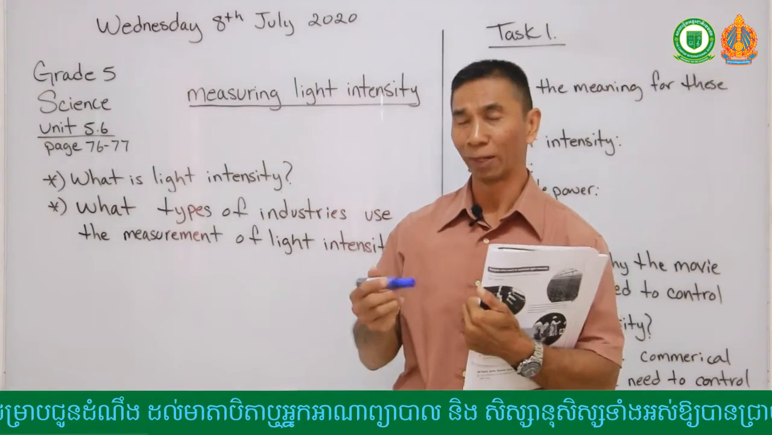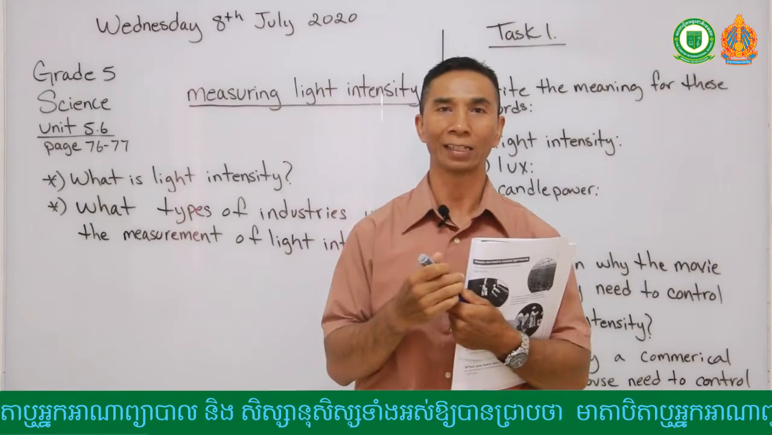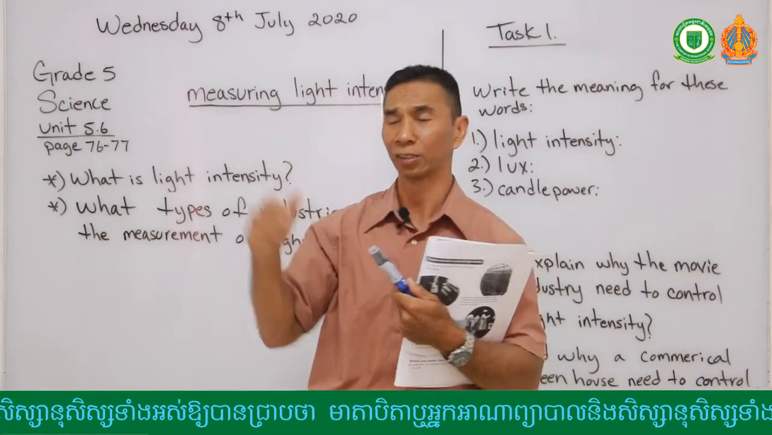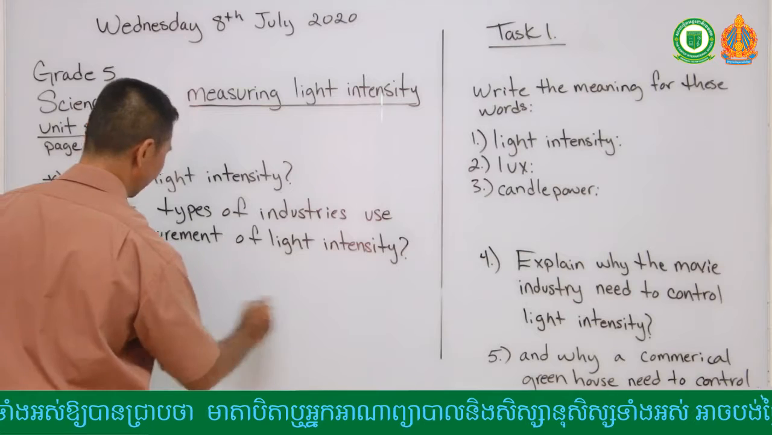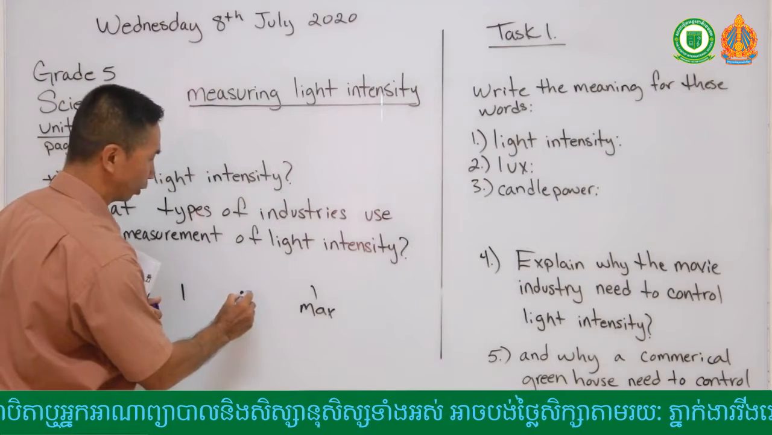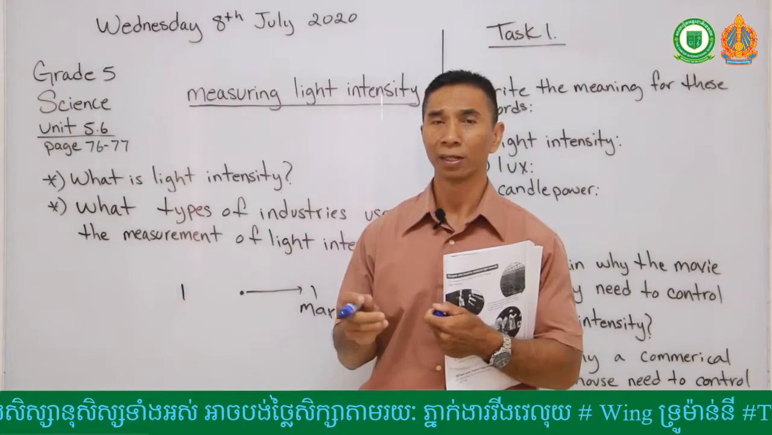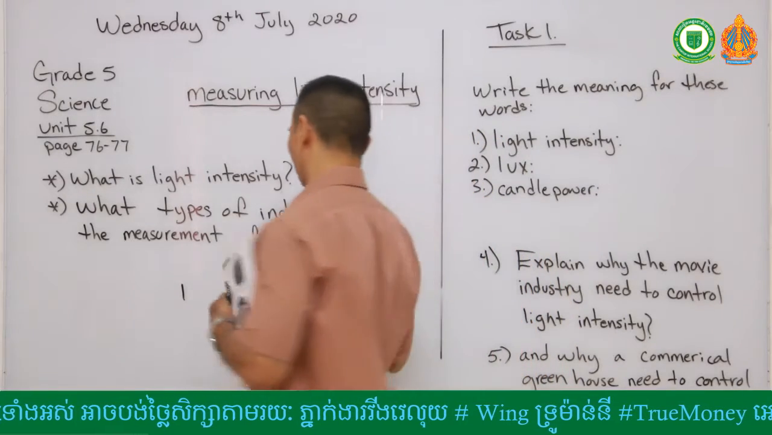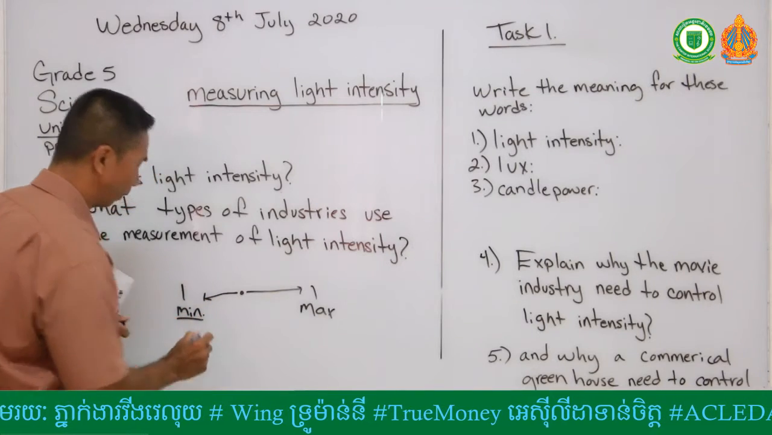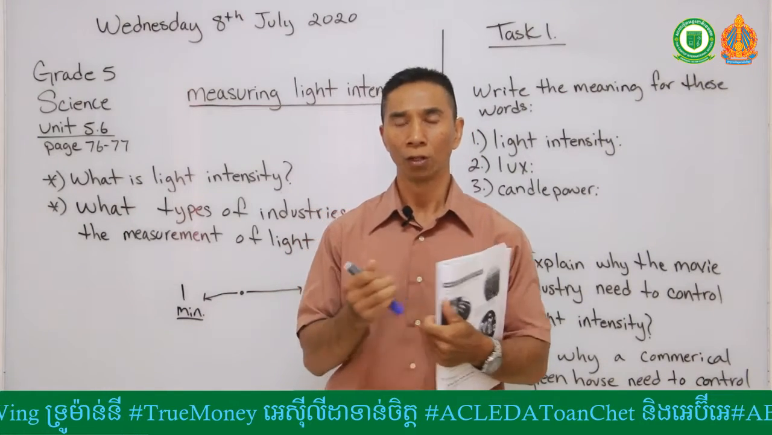So what is light intensities, you may ask? Light intensity is the brightness of the light, bright or dim. Say, for example, you can control the light from the minimum to the maximum. If you turn the light to the maximum intensity, that shows your light is very bright. But if you turn it to the minimum, that means the light intensity is real dim. It's not that dark, and it's not that bright.